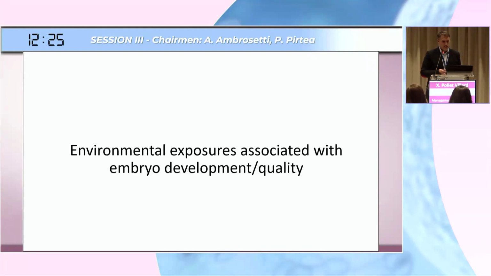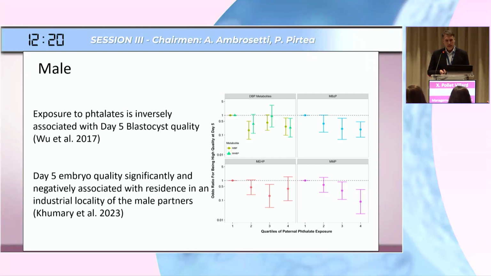Now, environmental exposures associated with embryo development or quality. In the male, it has been demonstrated that exposure to phthalates is inversely associated with day 5 blastocyst quality. So in the higher quartile of phthalate exposure, there is a decrease in day 5 blastocyst quality. And also in a more recent study, D5 embryo quality was significantly and negatively associated with the residence in an industrial locality of the male partners.